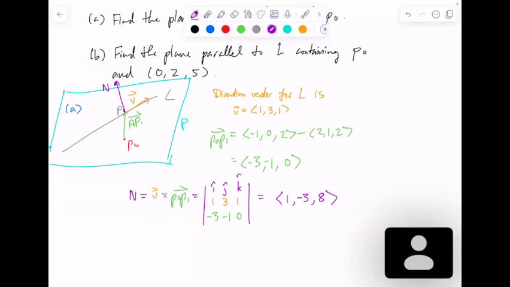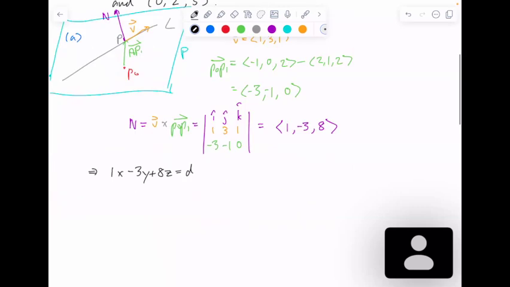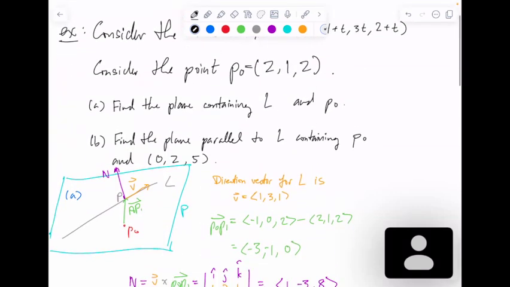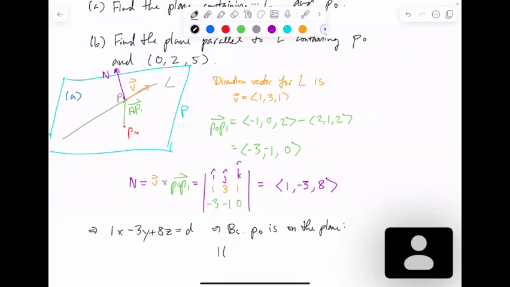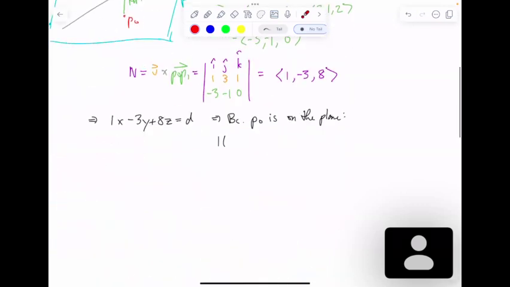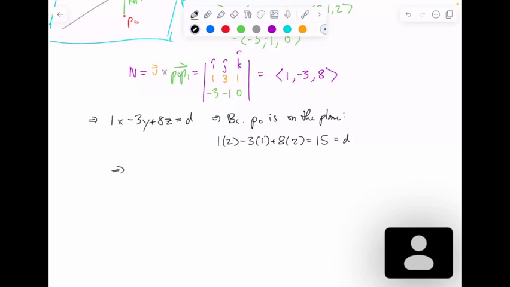And I could just say the equation of the plane means 1 times x minus 3 times y plus 8z is equal to some constant d. Now, because I want P0 to be on my plane, I also have the fact that I now look at the coordinates of P0. That's 2, 1, 2. So I plug that in here. So it's 1 times 2 minus 3 times 1 plus 8 times 2, right? So what's that? That's 16 plus 2, so that's 18 minus 3, so that's 15. So this means that D is equal to 15.